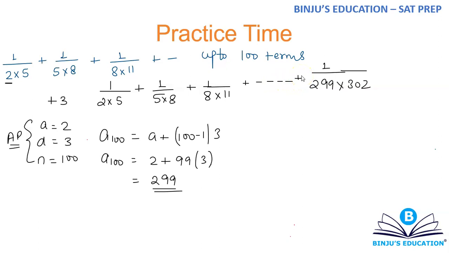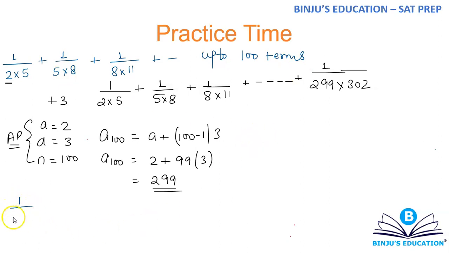Okay, so I told you the only way is that we have to separate them. There is no other way out, and we have to cancel them. That's how the special series works. So let's start with 1 over 2 into 5. Maybe we can deduce a pattern and then act accordingly.